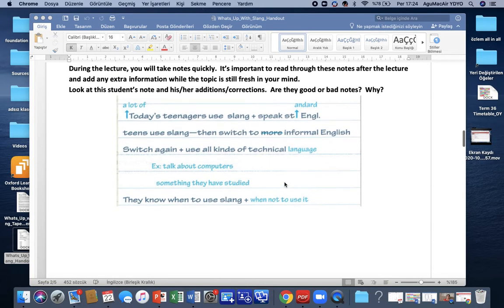Yeah, for example, look at these notes. Do you think they are good or bad notes? Okay, we will talk about this later. Just look at these notes. What do you think about it? Yeah, do you think they are good or bad?